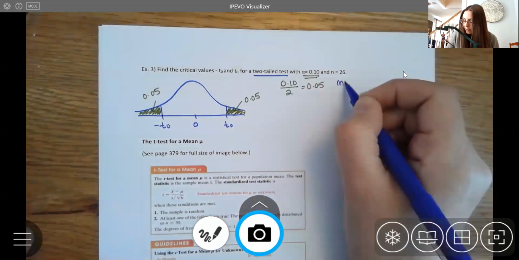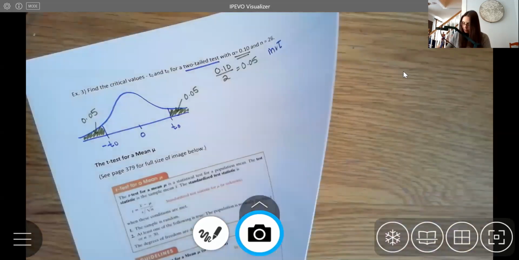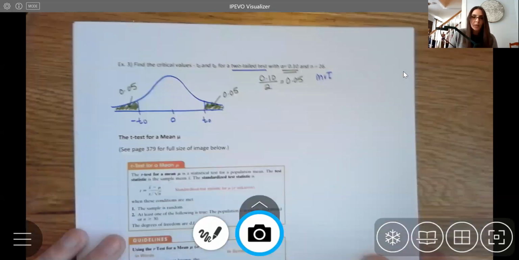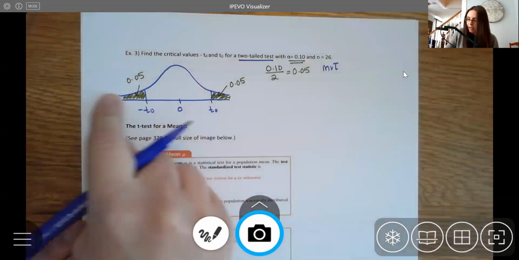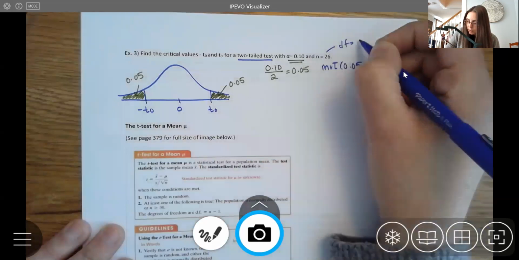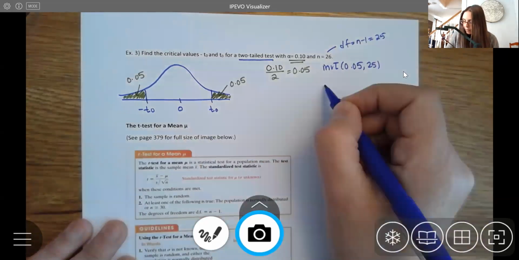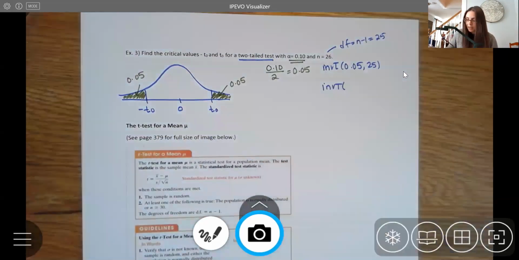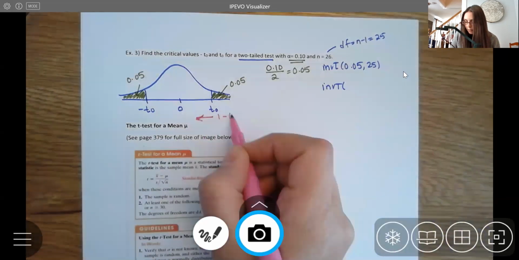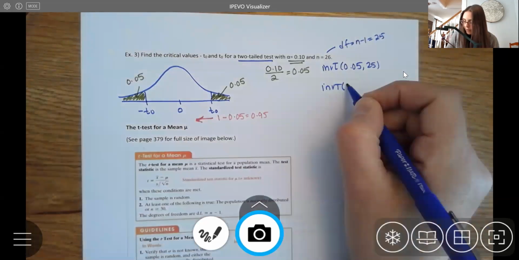Now, if you want to do your calculator, we're using inverse t. So I'm going to do this one first. The area to the left is pretty easy. It's 0.05. And my degrees of freedom is going to be 25 here. And then if I do the other one, I'm looking at inverse t. And again, just be careful. If I want the area to the left, it's going to be 1 minus the area on the right. So I'm doing 0.95, comma, 25.